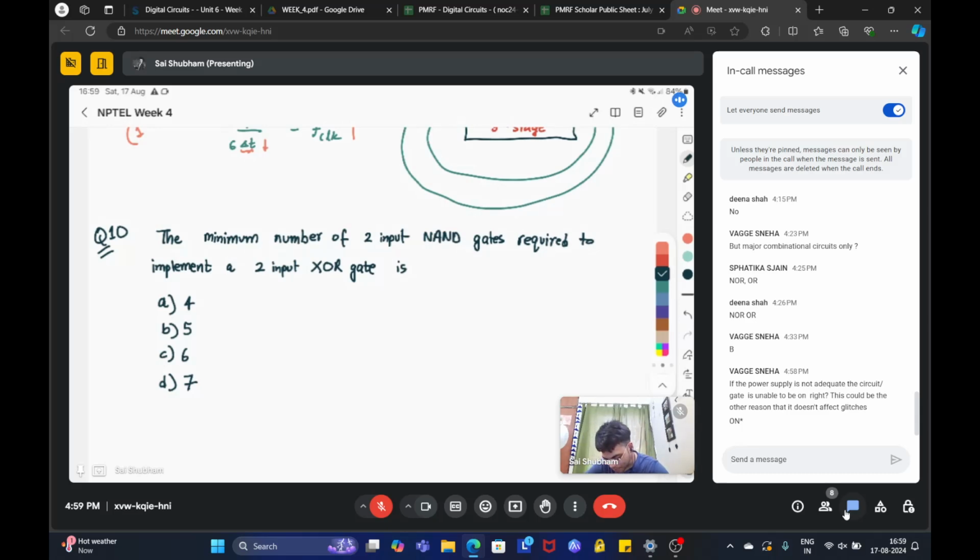So I will give you 2-3 minutes to solve this question. The minimum number of 2-input NAND gates required to implement a 2-input XOR gate. Fine.